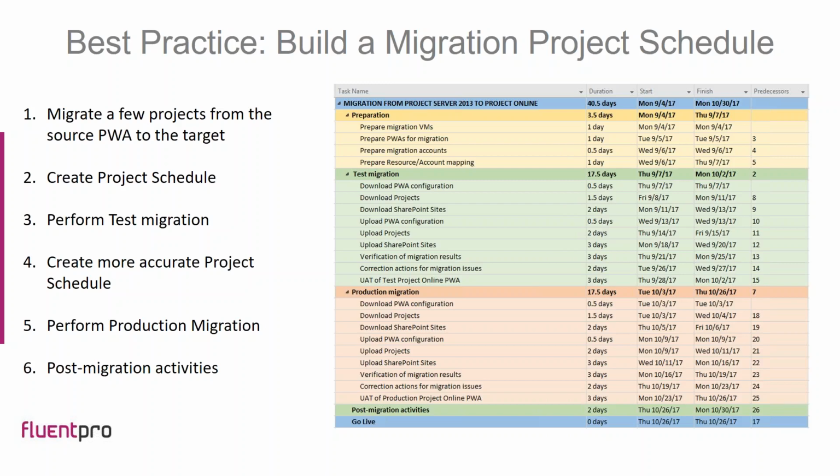Production migration includes the very same tasks as the test one. This is downloading the data from the source environment and uploading this data to the target Project Online PWA, and verifying the migration results and correcting the issues again, if any. After the production migration come post-migration activities such as trainings, additional customizations, redeveloping reports if necessary, and other activities. And then the go-live date.